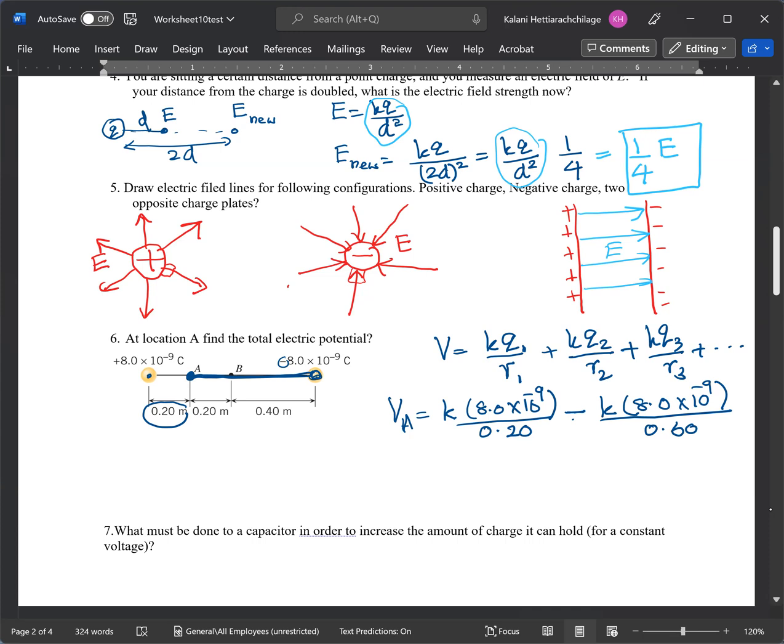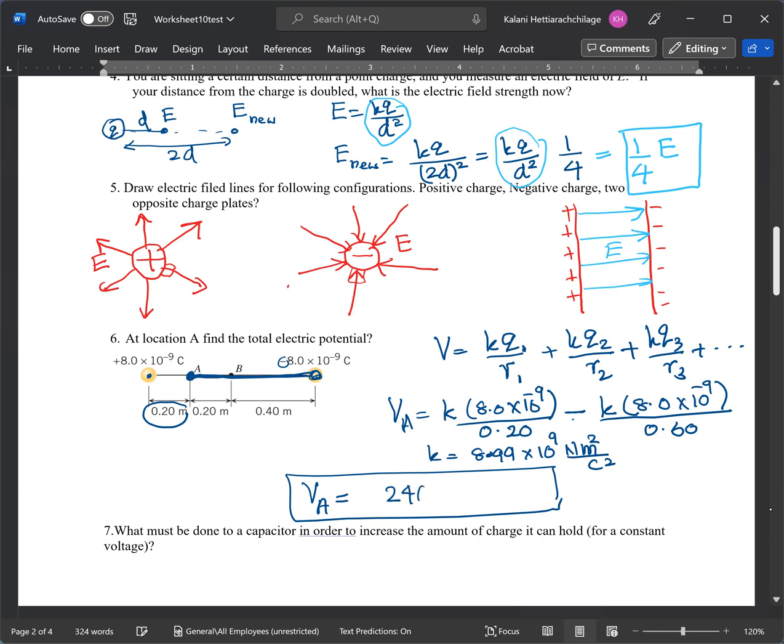Okay. Now let's plug in the Coulomb constant and calculate the electric potential in this case. You know what it is: 8.99 times 10 to the 9 newton meters squared per coulomb squared in SI units. Plug that in and calculate VA. You're going to do the calculation yourself, and the answer I get is around 240 volts. Voltage, or potential, is measured using units of volts.